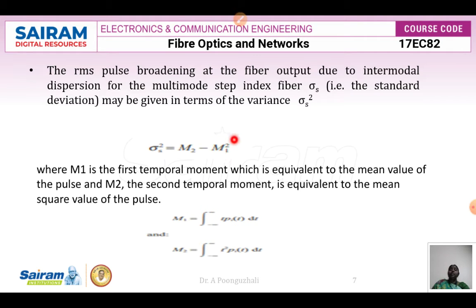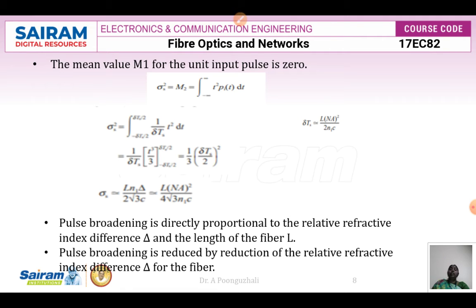So that means m1 square is going to be 0, and we are going to have only the mean square value of the pulse. So we write sigma s square is equivalent to m2. m2 is nothing but the integral from minus infinity to infinity of t square into Pi of t dt. Here the amplitude Pi of t is 1 by delta Ts, and the limit is from minus delta Ts by 2 to delta Ts by 2, into t square dt. Now 1 by delta Ts is a constant, take it out. The integral of t square is t cube by 3. Apply the limits there, and your answer is going to be 1 by 3 into delta Ts by 2 the whole square.